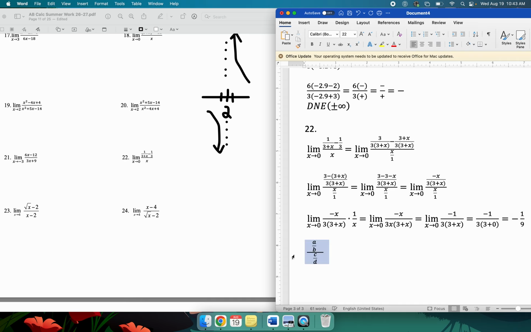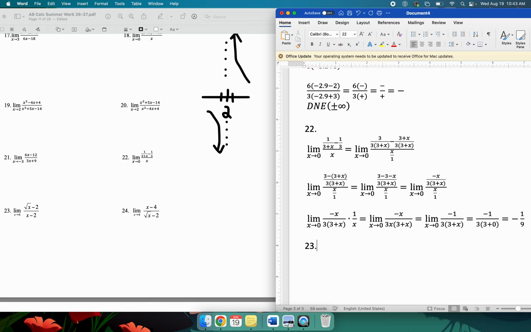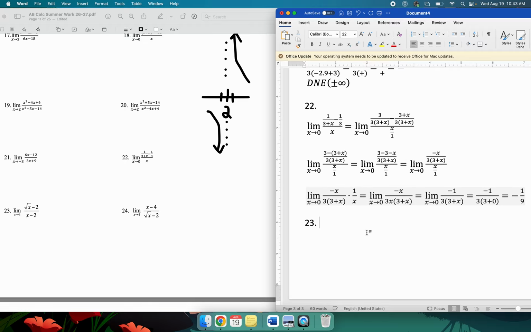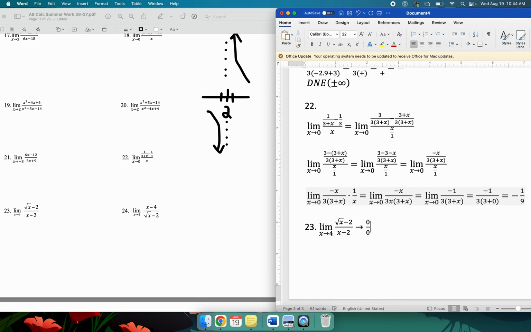Okay, so there we go. 23. Limit as x approaches 4 of root x minus 2 over x minus 2. If you plug 4 into this, you get 0 over 0. I'll save you the time. That means we need to simplify.